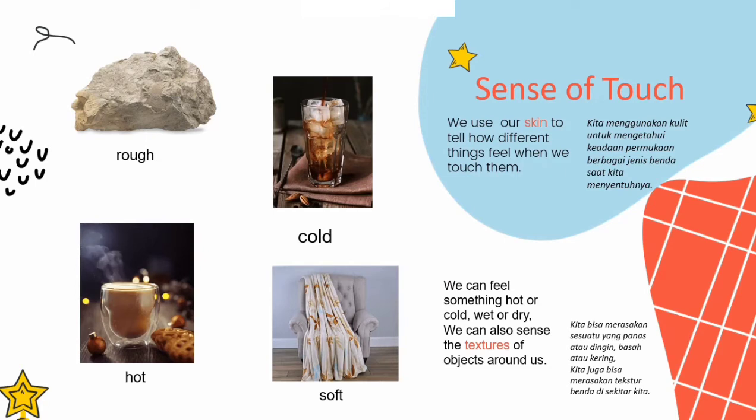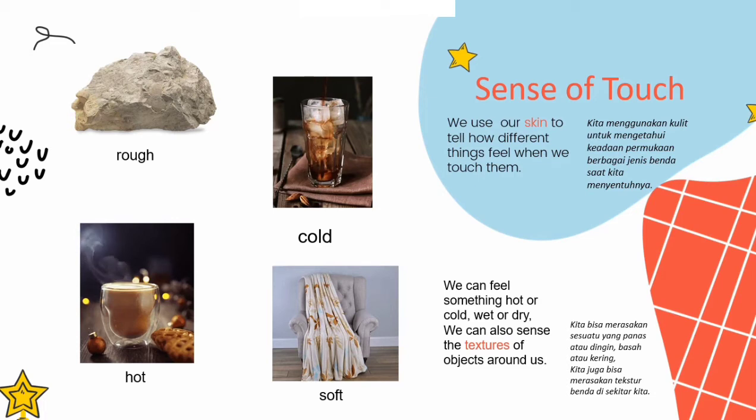The first one, we have sense of touch. We use our skin to tell how different things feel when we touch them. Well, you can see here we have a lot of objects. We can feel them. We can feel something hot or cold, wet or dry, hard or soft. Then we can also sense the textures of objects around us.